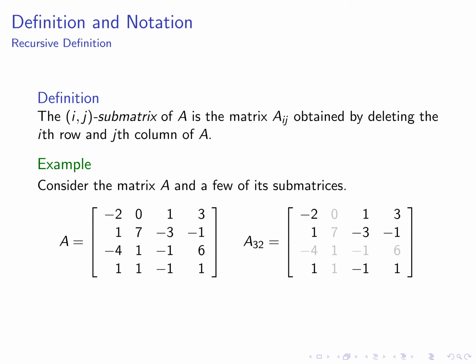So one thing to pay attention to in this example is that A is a 4 by 4 matrix, and every time we delete one row and one column, we're reducing the number of rows by 1, and we're reducing the number of columns by 1. So each one of the ij submatrices for this example is a 3 by 3 matrix. So the ij submatrices are smaller matrices sitting inside of the larger matrix.